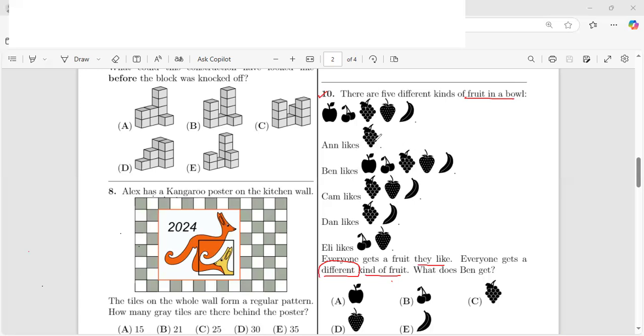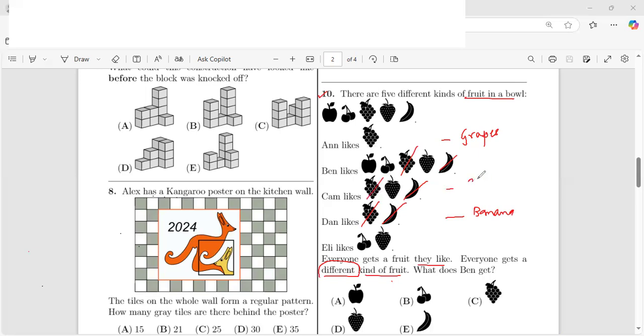So the best way to start is with the child who likes only one fruit. So Anna will get grapes. That's understood. If Anna is getting grapes, nobody else can get grapes, so we cancel this. So Dan will get a banana because grapes are already taken. If he's taking banana, this gets cancelled. And this is also cancelled.